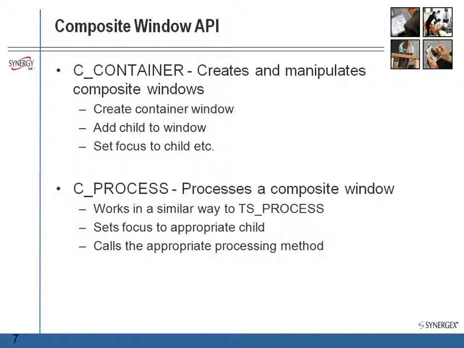Once a container has been created and configured, it's then processed with the C process routine, which works in a very similar way to the TS process routine. Really, all the CS process routine does is manage the overall container. It simply ensures that focus is set to the appropriate child at any given point in time, and then calls the processing method for that child. All of the real work takes place in the child processing methods.